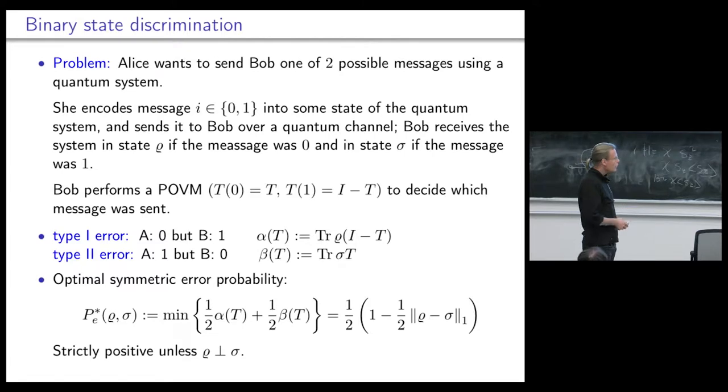And we have already seen in the previous talk that the optimal symmetric error probability, when we are just weighting these two error probabilities with equal weights and we want to minimize it, can be expressed explicitly with the help of the trace norm distance. So this gives the relevance of the trace norm distance.